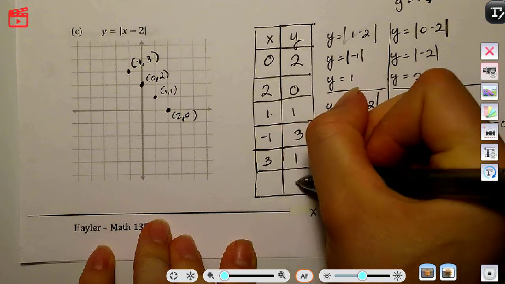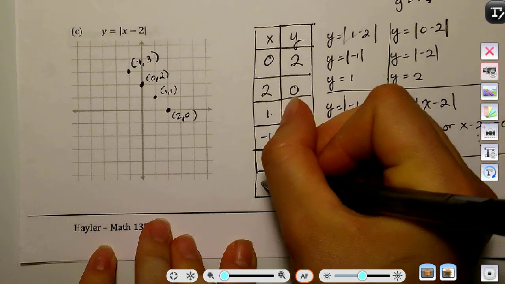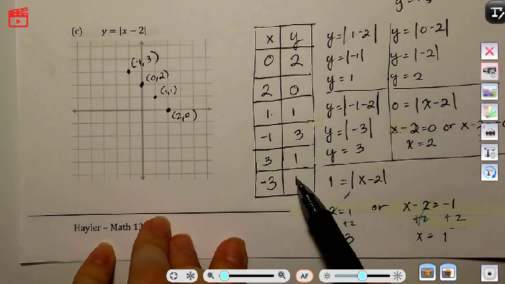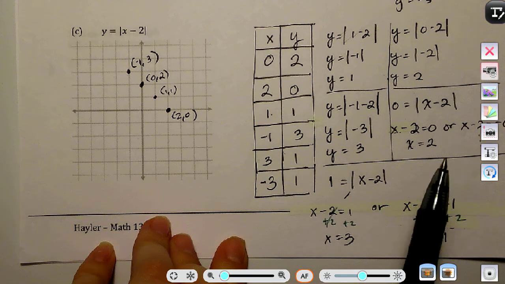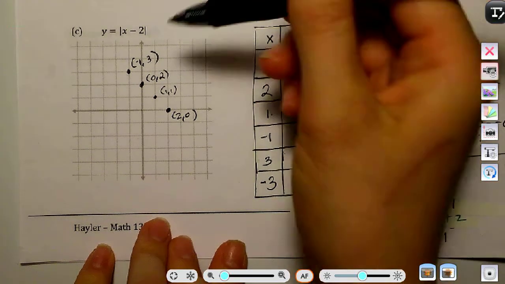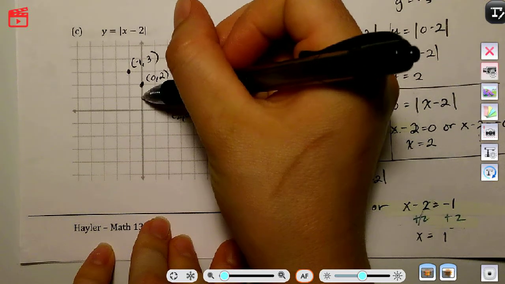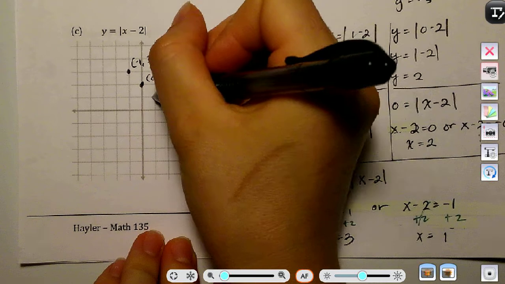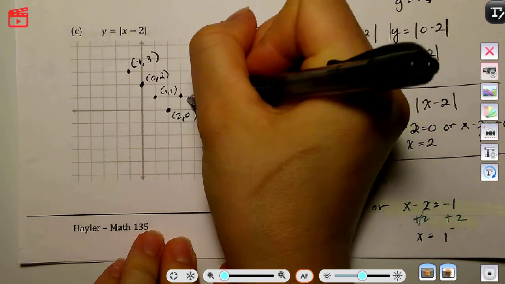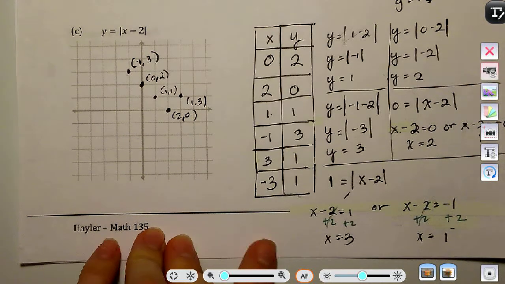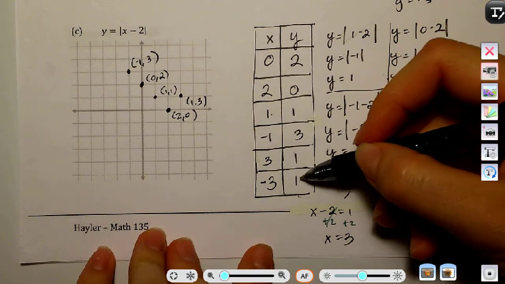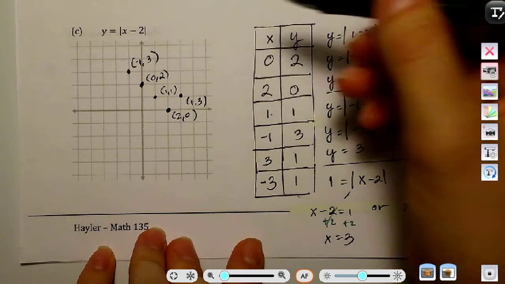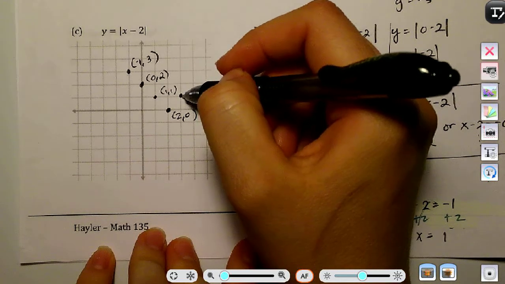I have another instance where y is 1, and x this time, instead of being 3, is a -3. So the y value of 1 gave me 2 different coordinate points. Let's go ahead and plot those. So we have my y value of 1, and I get x value of 3. 1, 2, 3. 1, 3. And the x value of 1, -3. 1, -3.